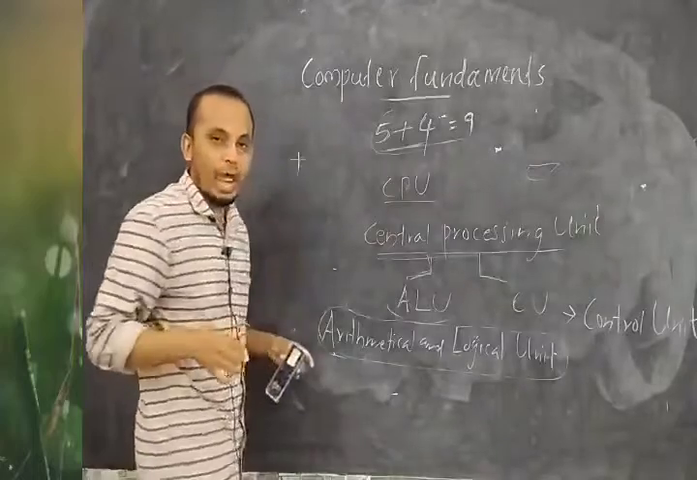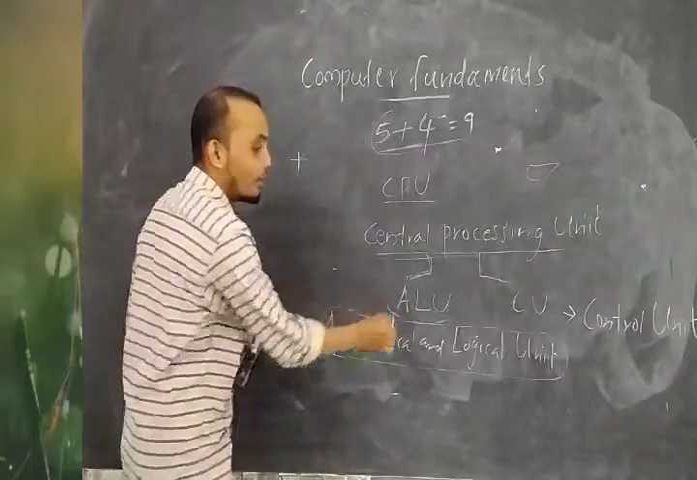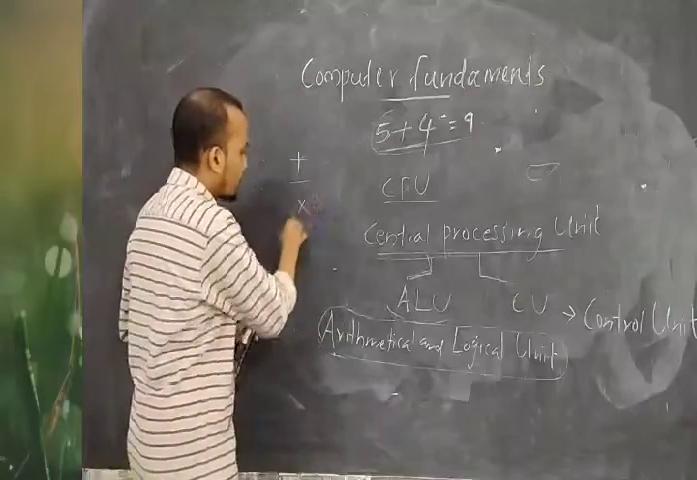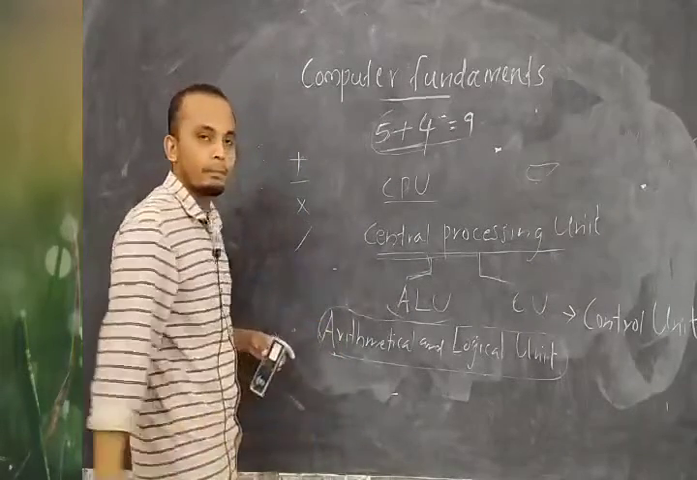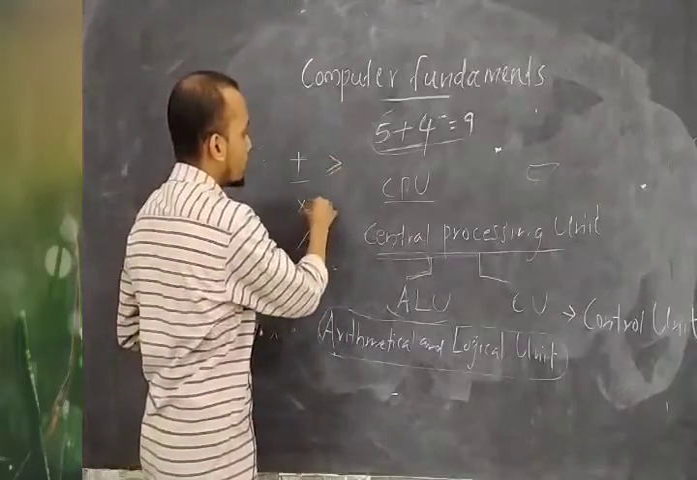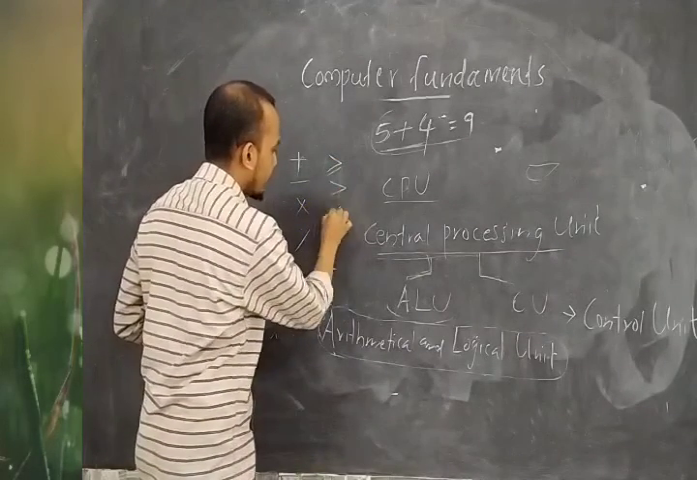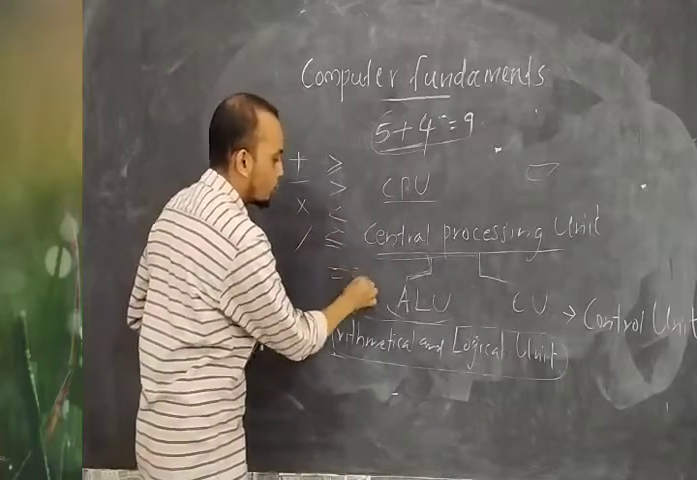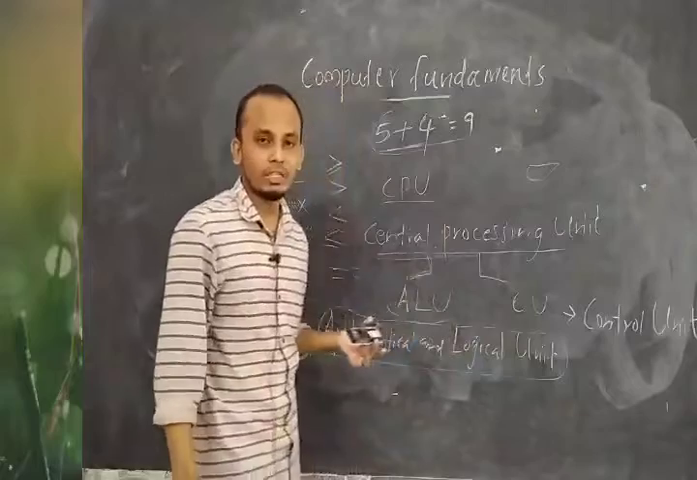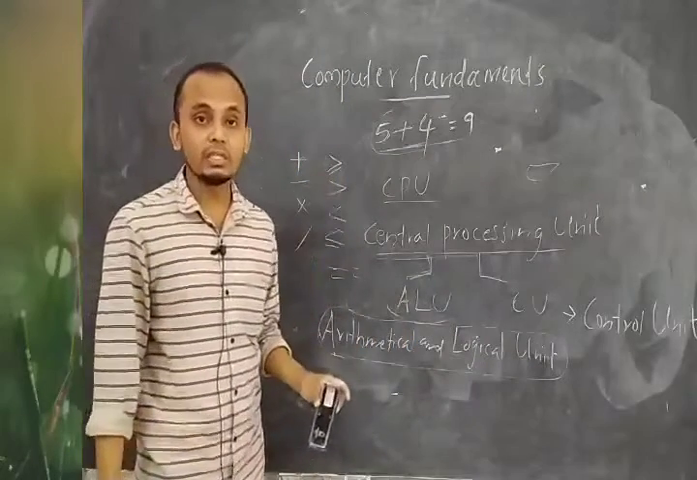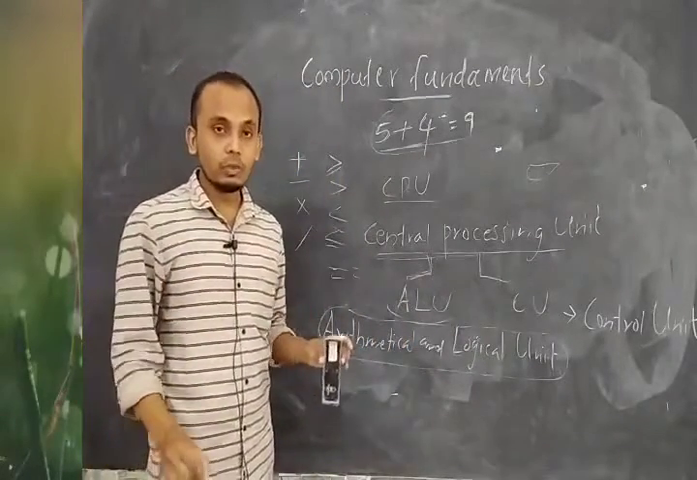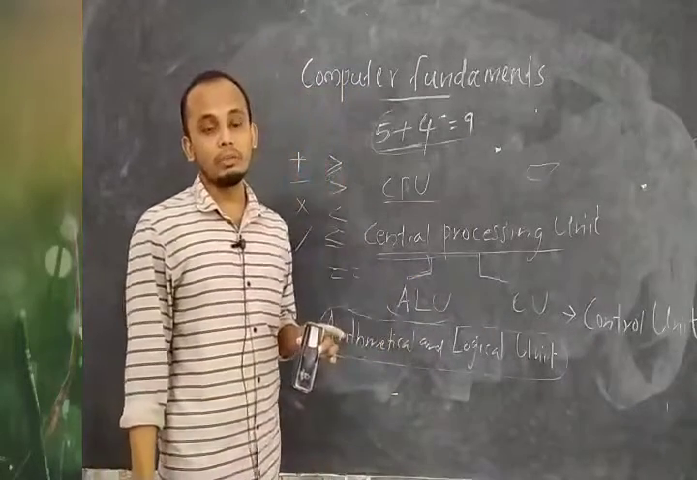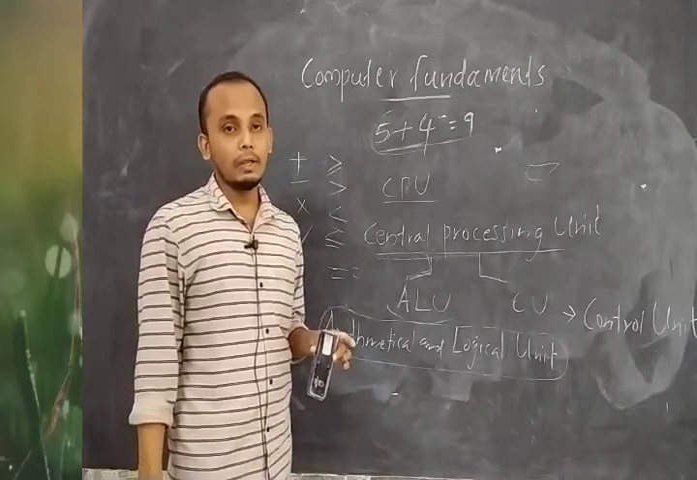Okay, if you want to add two numbers, who will help for this? ALU. Subtraction, multiplication, division, then less than or equal to operation, less than, greater than, equal to, not equal to, many logical operations are there. All these things will work with the help of this arithmetical and logical unit.